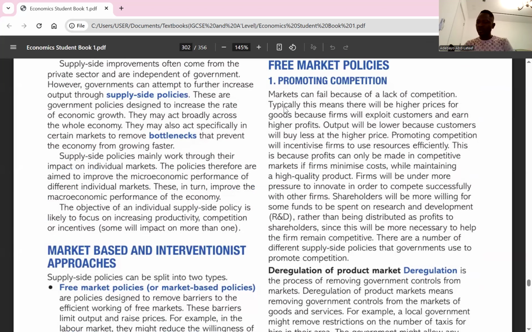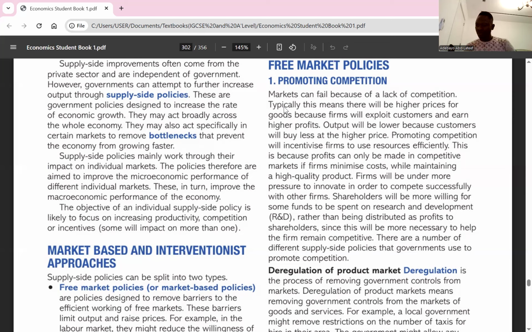So here I wrote. We're starting with the free market policies. For free market policies, we said we have two supply side policies: the free market policies and the interventionist policies. We call it free market policies because these policies are designed to remove whatever barriers bring about inefficiency in the free market or in the market itself. And for interventionists, they are government intervention, government coming up with policies based on the fact that they've noticed that there's a market failure. So let's start with free market policies.